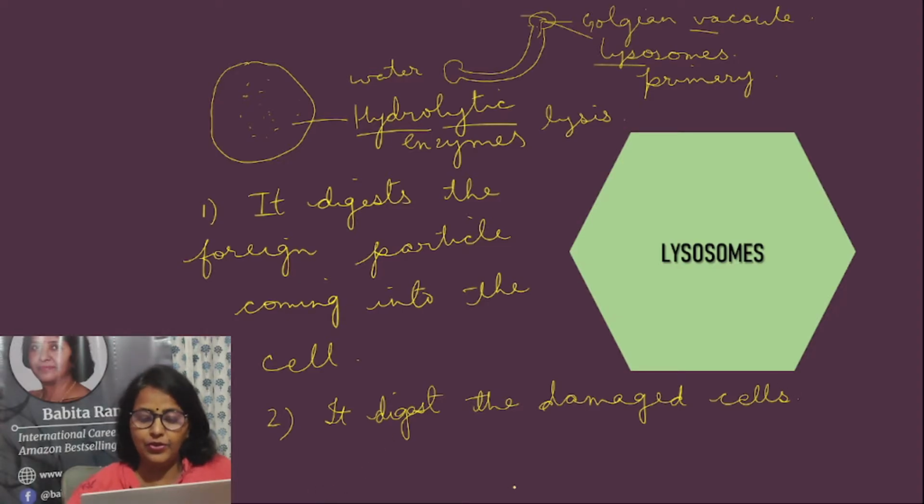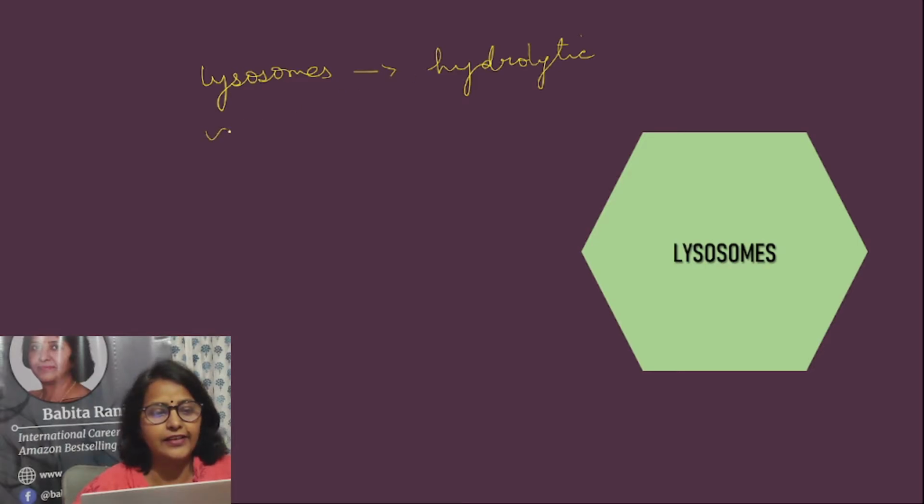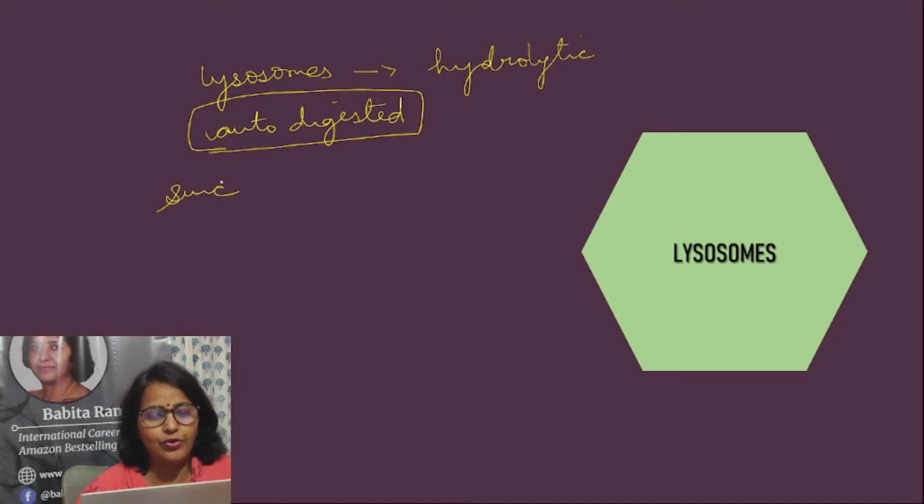But what happens during this process when it is digesting the cells? Lysosomes burst out to release hydrolytic enzymes, and they themselves get auto-digested. All the enzymes are released, and the membrane of lysosome is also digested in the process, and that is why lysosome is also known as suicidal bag.